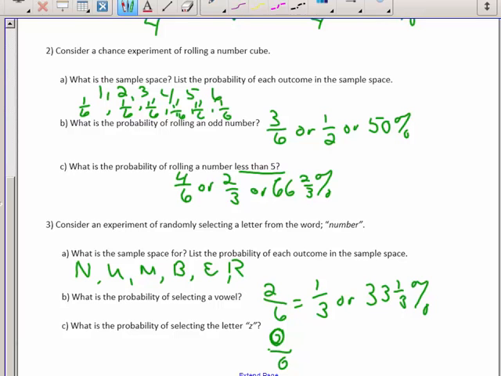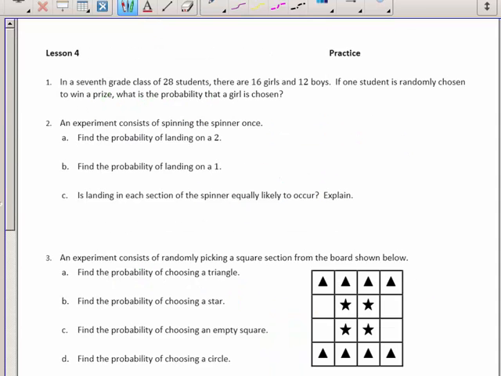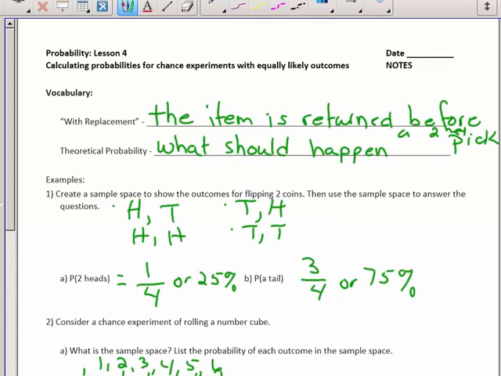All right, hopefully not too difficult here. Oh, look, that's practice already. See how easy that is? So it's just looking at things that are with theoretical probability, which is what should happen. And we're going to compare that with experimental probability a little bit later.